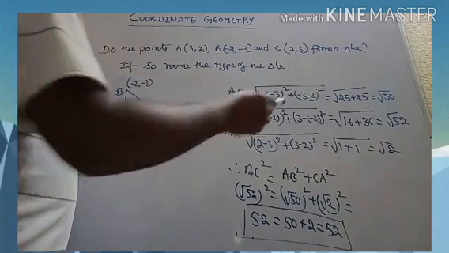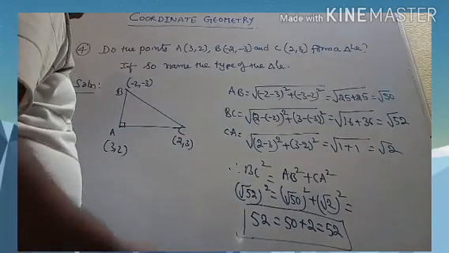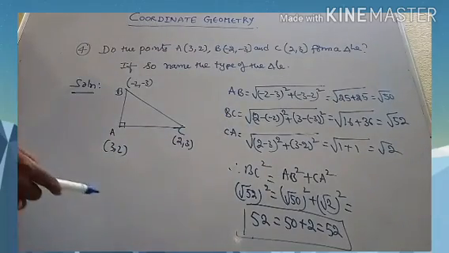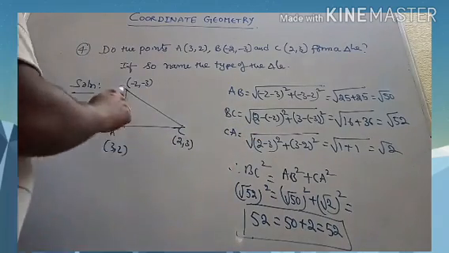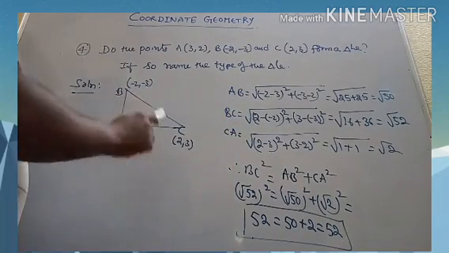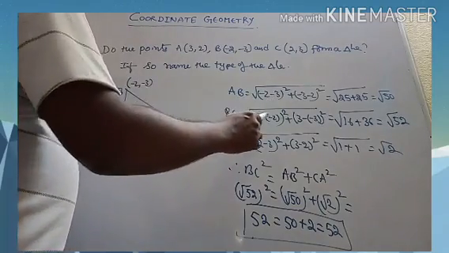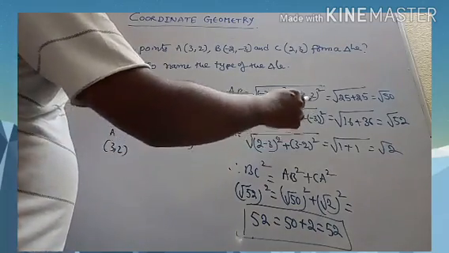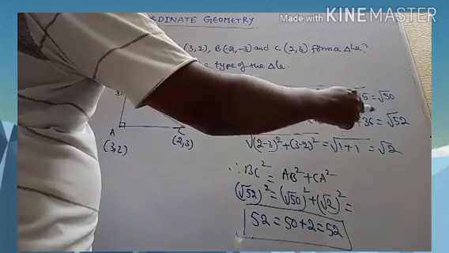If you do that, this is now square root of 25 plus 25, that is equal to square root of 50. You are going to get AB as square root of 50. Now BC is equal to, you take B as x1, y1 and C as x2, y2. Then this is x2 minus x1 whole square plus y2 minus y1 whole square. If you do that, you will get 16 plus 36, root 52.